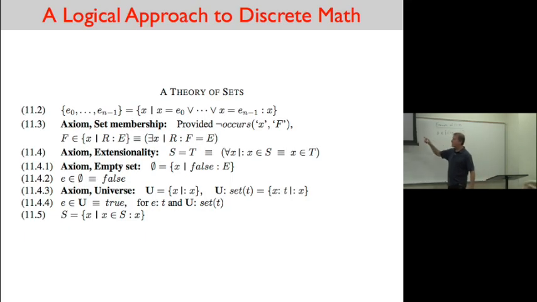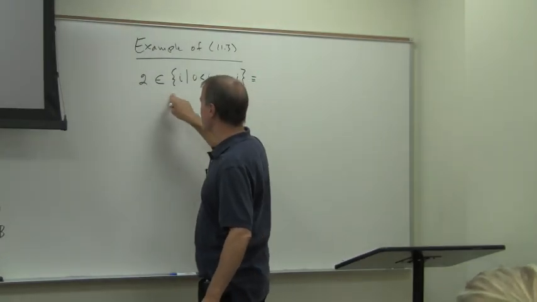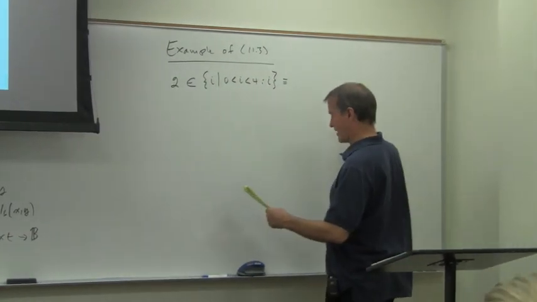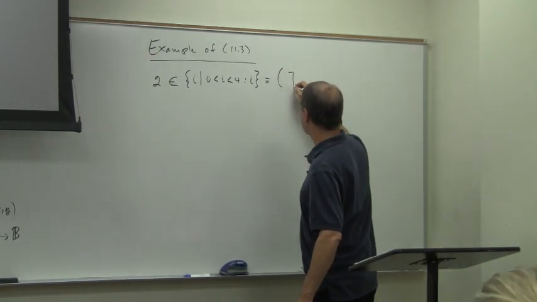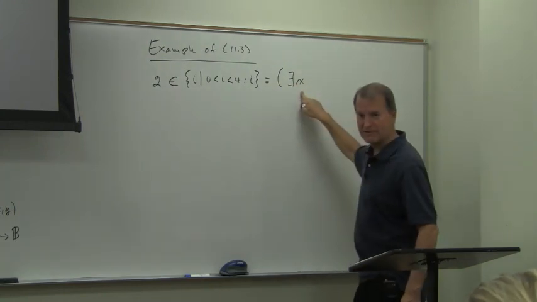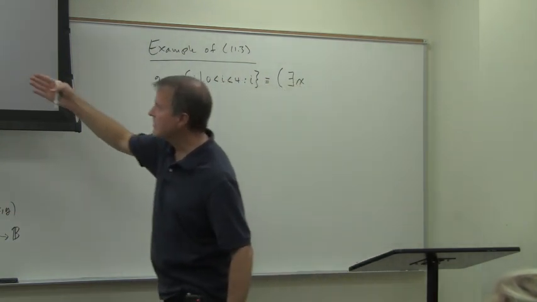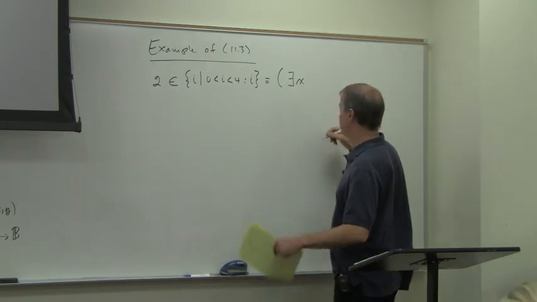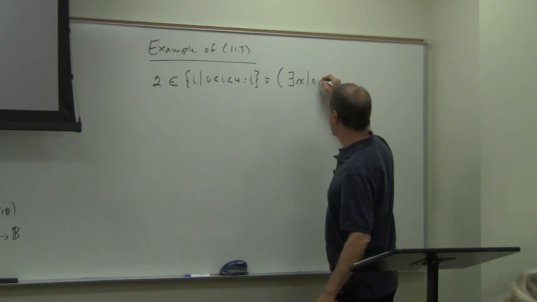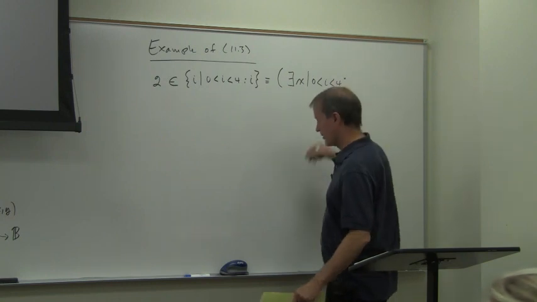But that's not the point. The point of 11.3 says this is equivalent to something. What does it mean that 2 is an element of this set? It means there exists an I. Only we better use a different variable because this is a dummy variable, right? We can use any dummy we want. So there exists an X, range the same, 0 less than X less than 4, such that X equals 2.